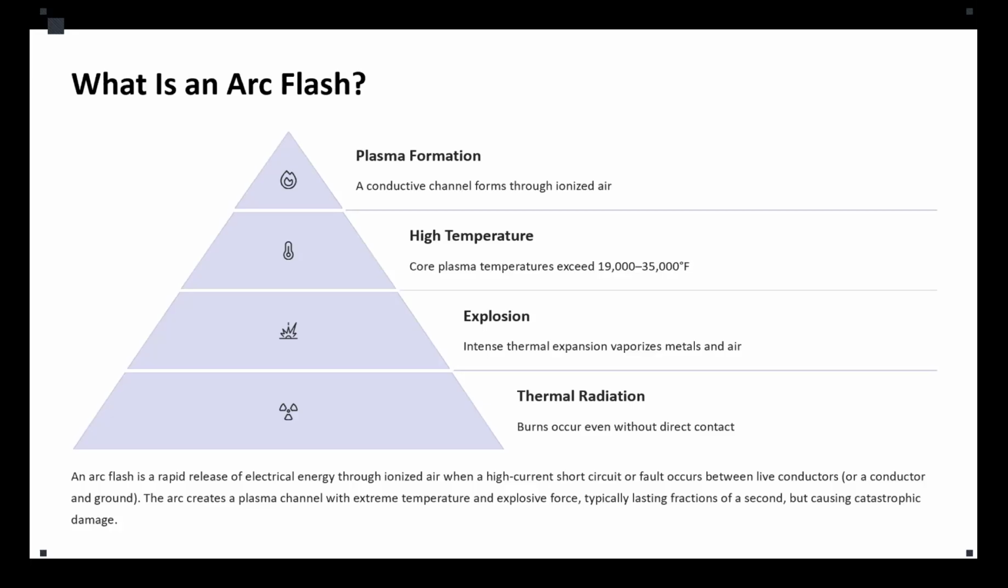Another aspect we need to pay attention to when defining an arc flash is thermal radiation. We talked about the level of temperature that happens in an arc flash. This level creates radiant heat, which is intense infrared and ultraviolet radiation. This is important: even if you are not physically touched by an arc, the thermal radiation can burn your skin and even ignite your clothing.